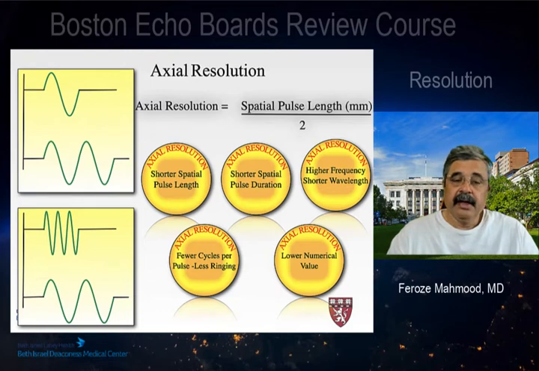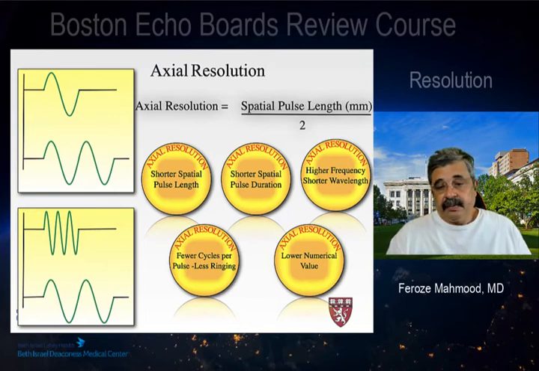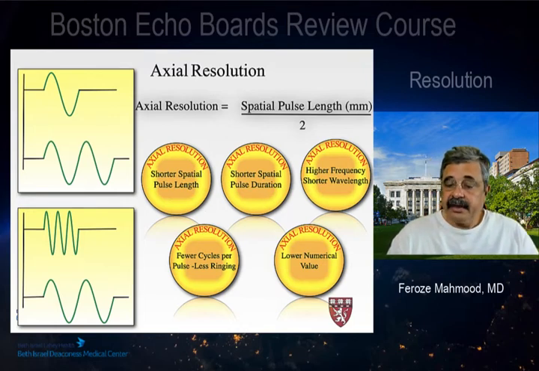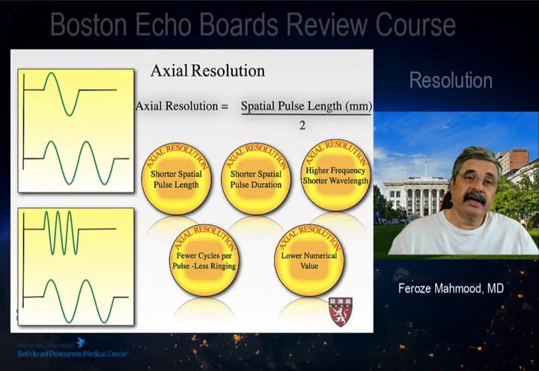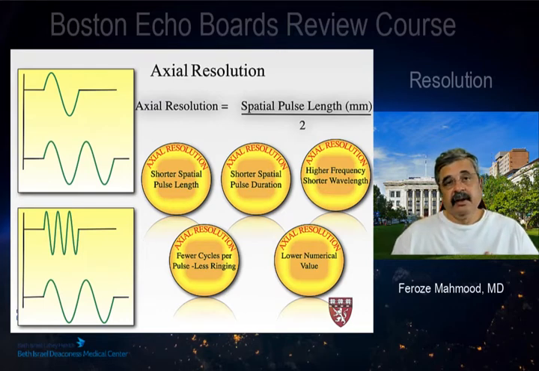The important aspects of spatial pulse length and axial resolution to be remembered at all times are that axial resolution improves with shorter pulse length, axial resolution improves with shorter pulse duration, and a higher frequency transducer that has a shorter spatial pulse length has a higher axial resolution because of its shorter wavelength. Fewer cycles per pulse means less ringing and therefore improves axial resolution. And the lower the numerical value of the axial resolution, the better it is, which means going from 1 to 0.1 implies that the axial resolution has improved about 10 times.